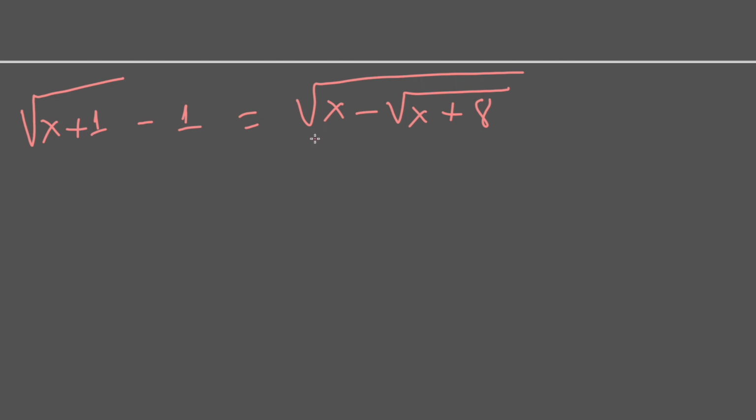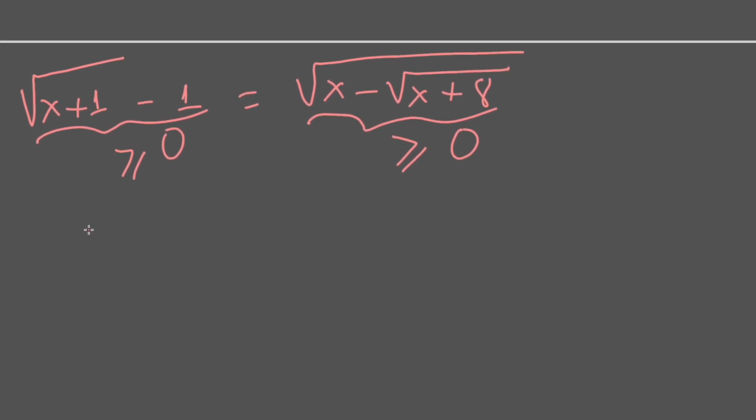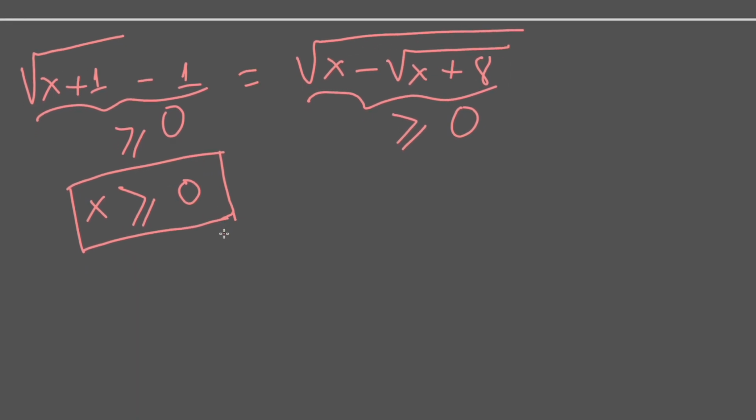As you see, the right side of the equation has to be greater or equal to 0. So to make this possible, the left side also has to be greater or equal to 0. By this way, we can prove that x has to be greater or equal to 0. So that is the x condition of this equation. Let's move to the next step.